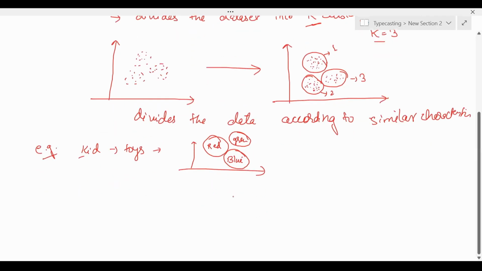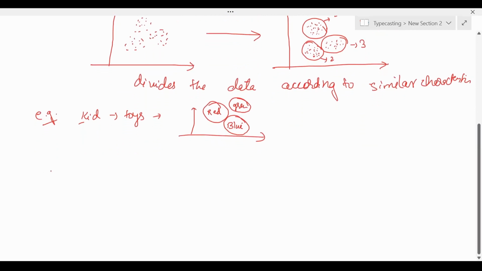So this is a centroid based algorithm, which means that each cluster is associated with a centroid.